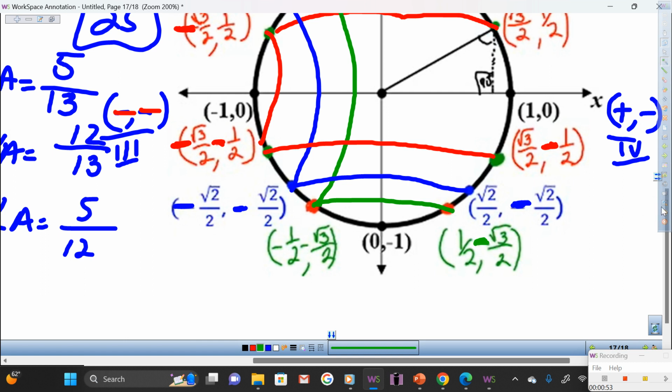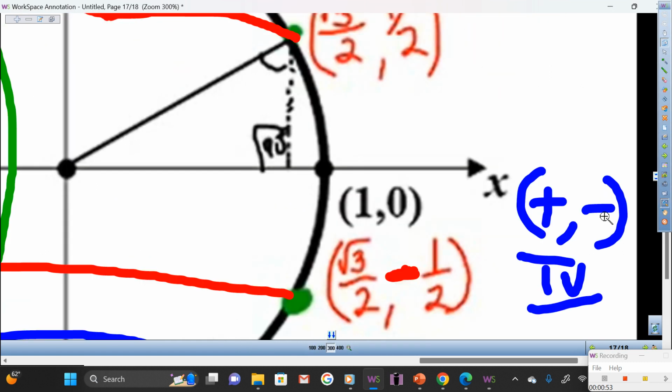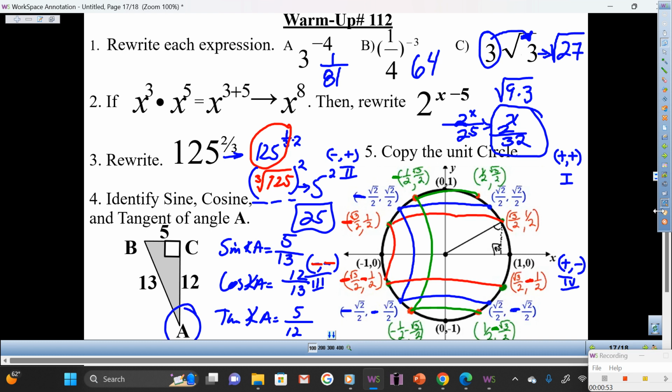There you go. And that is how you set up the unit circle.